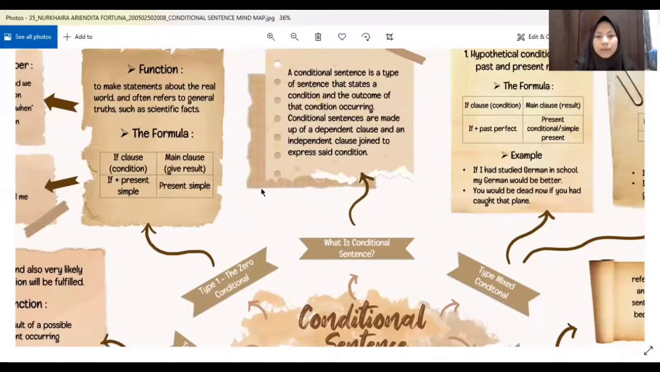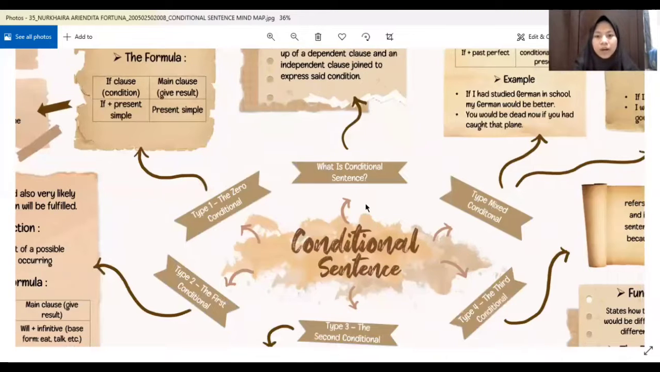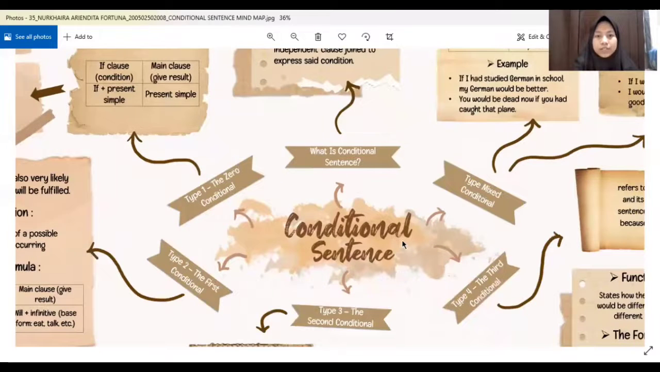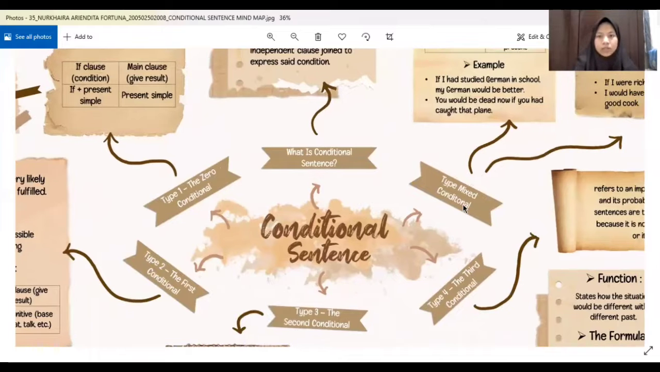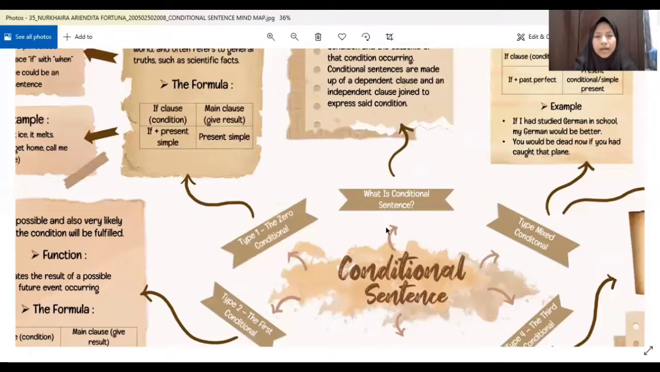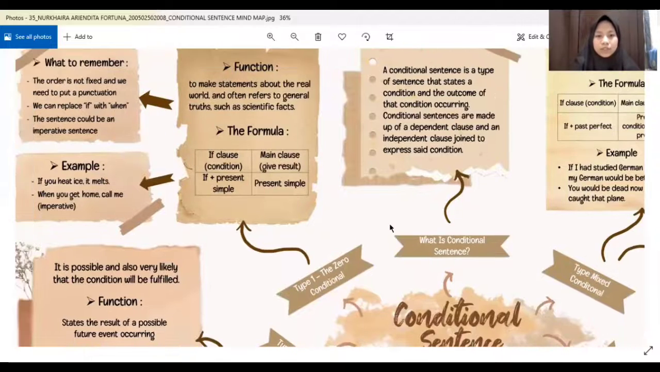As you can see in this mind map, there are four types of conditional sentence, and then there is also one more thing, which is the mixed conditional. So there are two types of conditional that are mixed together. And here I would like to explain the first type of the conditional sentence, which is the zero conditional.